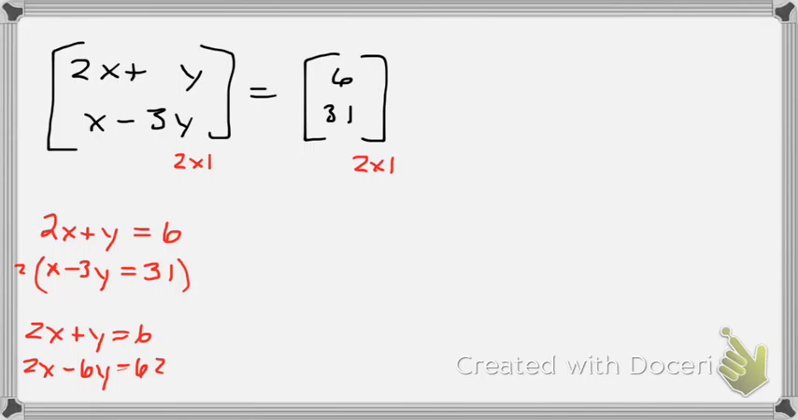That gives me matching 2's in the first column. Subtract straight down. You get 7y equals negative 56. So y equals negative 8.